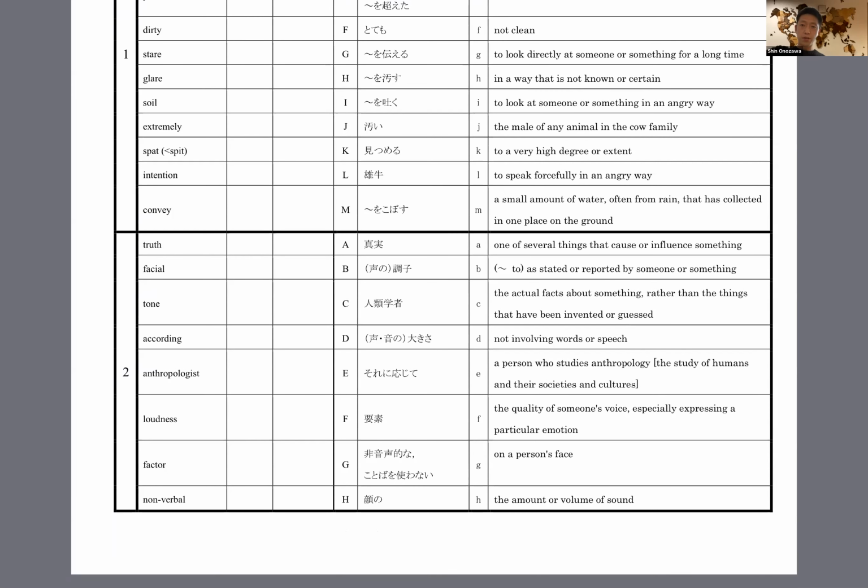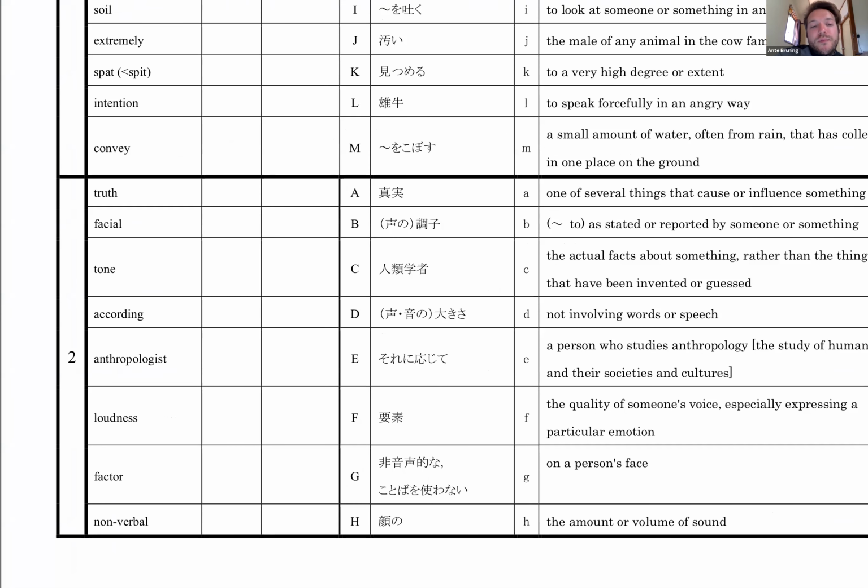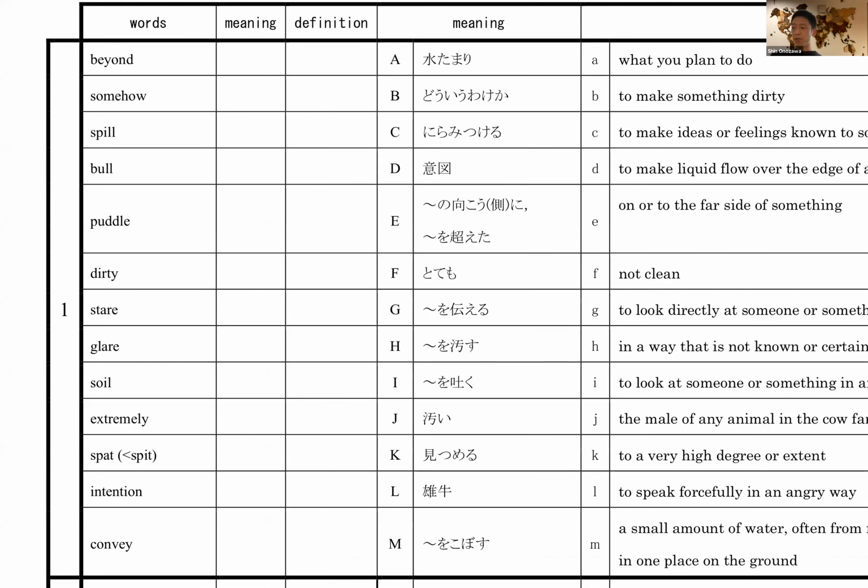Yeah, let's go to part 2. Truth. Facial. Tone. According. Anthropologist. Loudness. Factor. Non-verbal. All right, so I will add some explanation to the words which are kind of difficult.